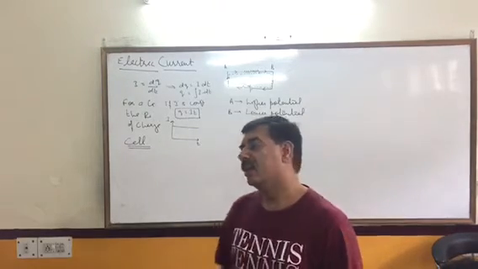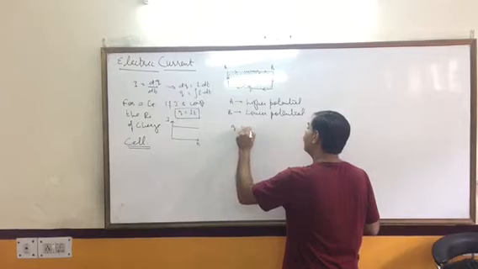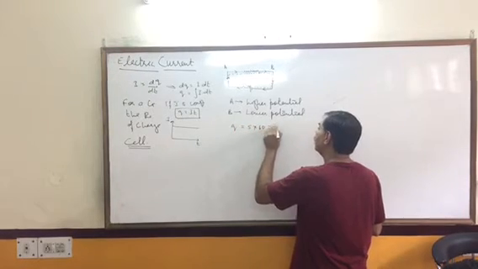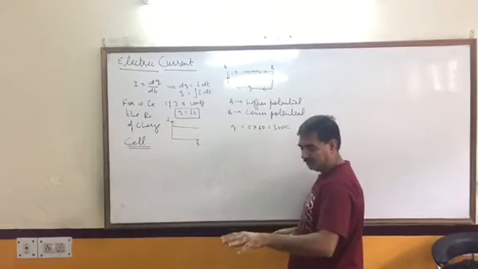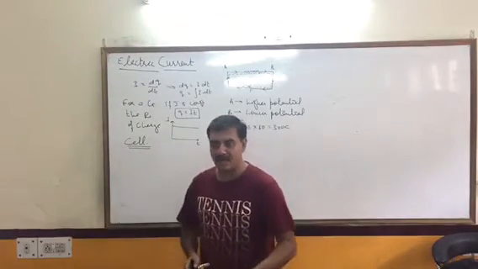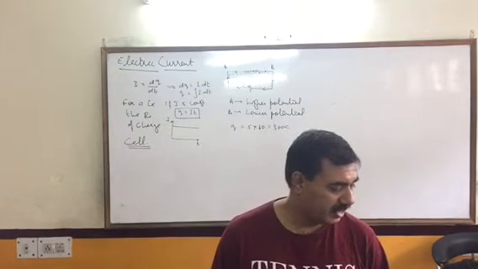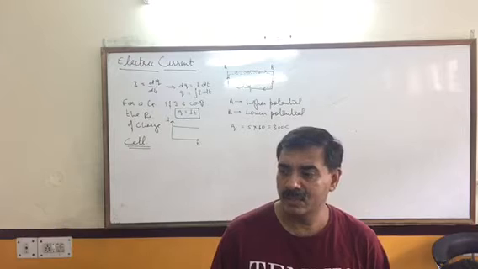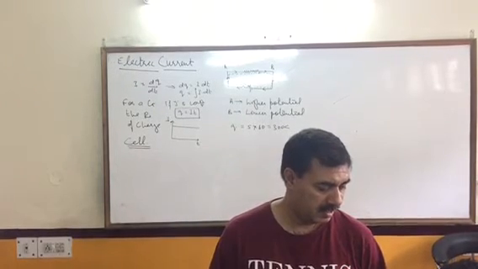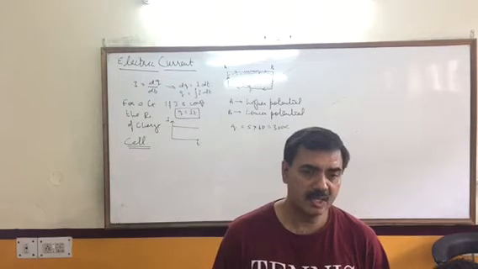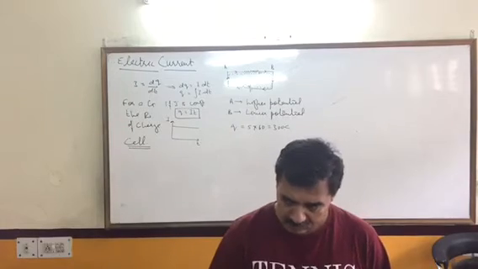Actually, a charge of Q is equal to 5 into 60, which is 300 coulombs. A charge of 300 coulombs passes through the wire in this time. That's a good answer, Prabhu.